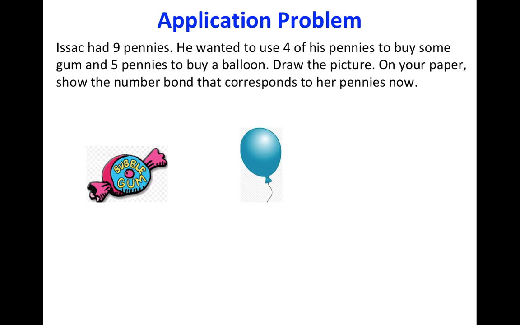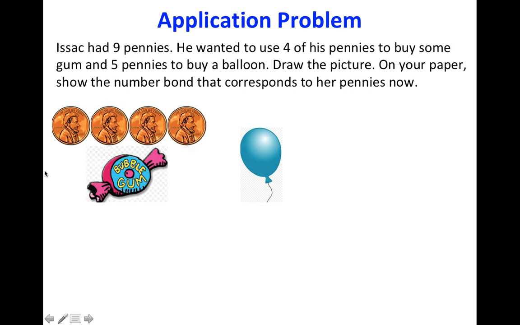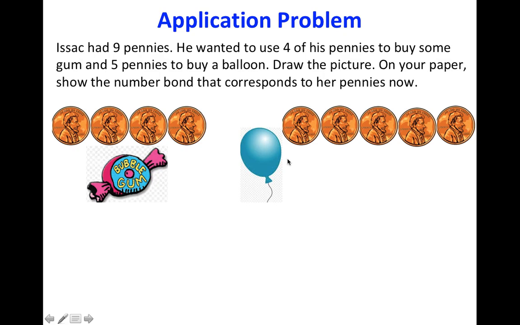So remember, we have to draw. At this time you can draw a picture of a bubble gum and a balloon. Let's look at the story: how many pennies is he using to buy a bubble gum? The story says he's using 4, so I'm going to draw 4 pennies next to the bubble gum. Then for the balloon, he's spending 5 pennies, so I'm going to draw 5 pennies for the balloon.